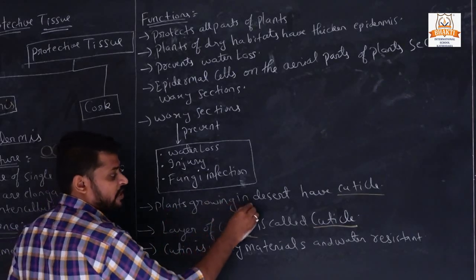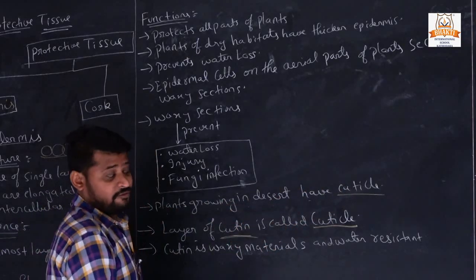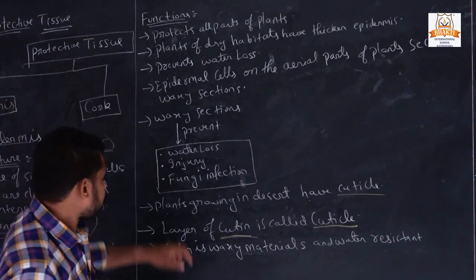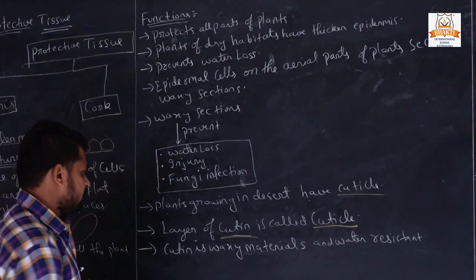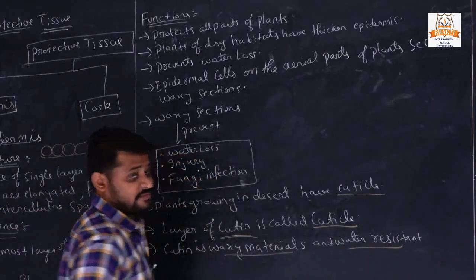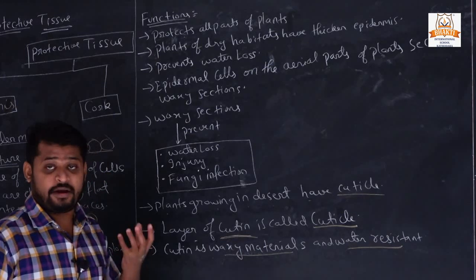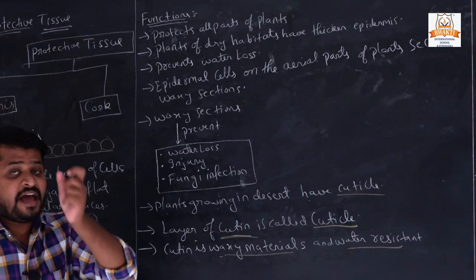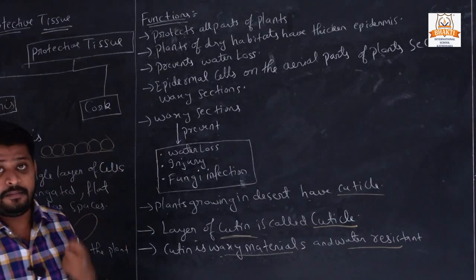So plants growing in deserts have cuticle. Why do they have cuticle? To prevent water losses. Cuticle is a waxy material and it is water resistant. How does it look, how does it appear? It is a waxy material. You will see it in aloe vera gel as well as in a cactus plant.